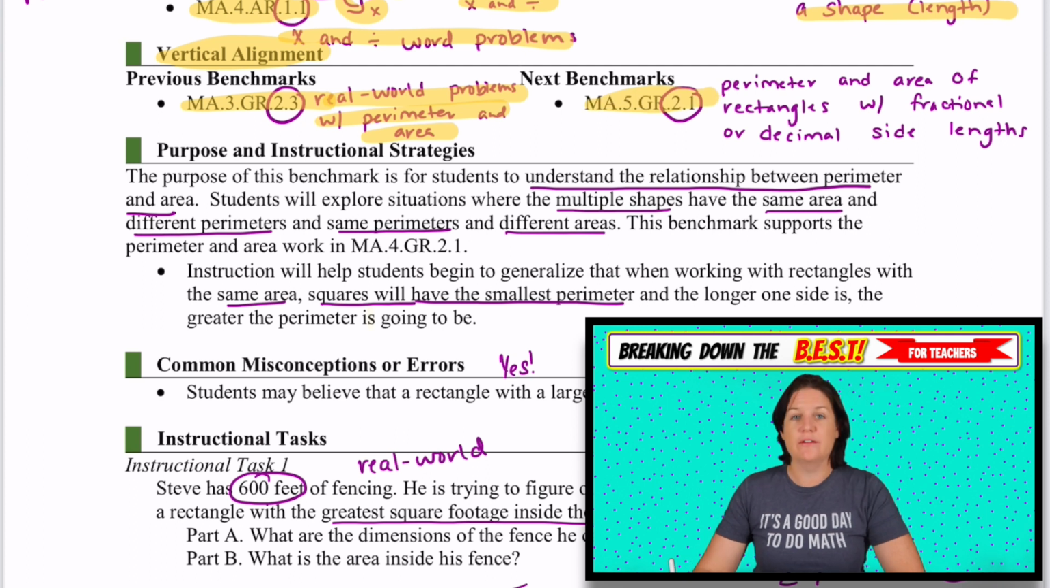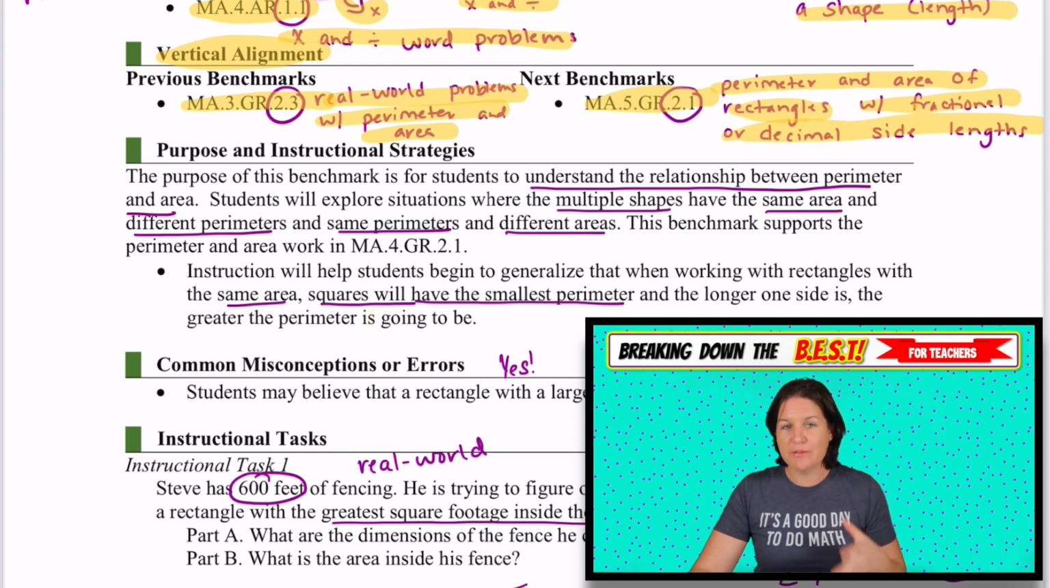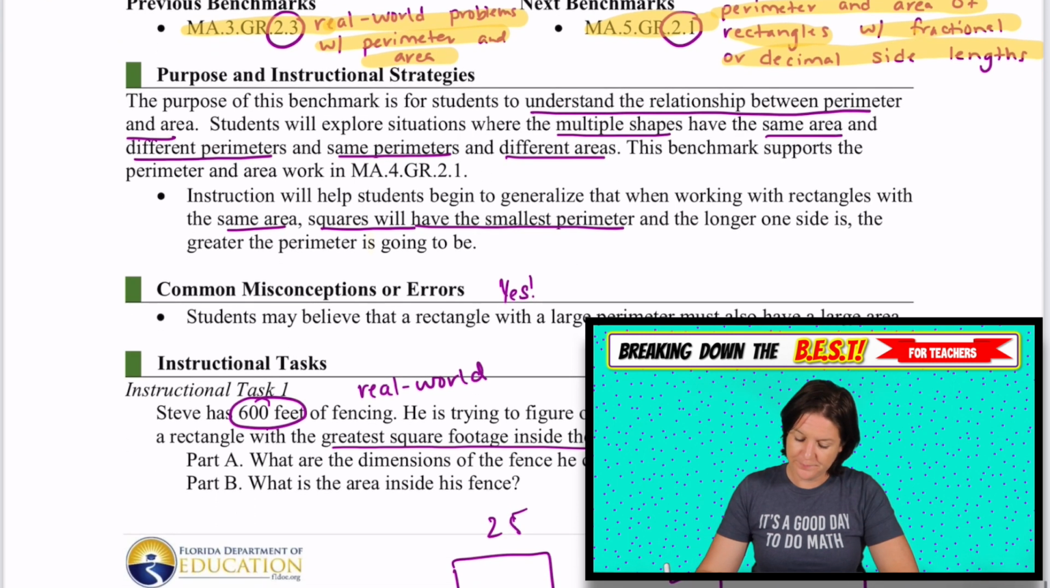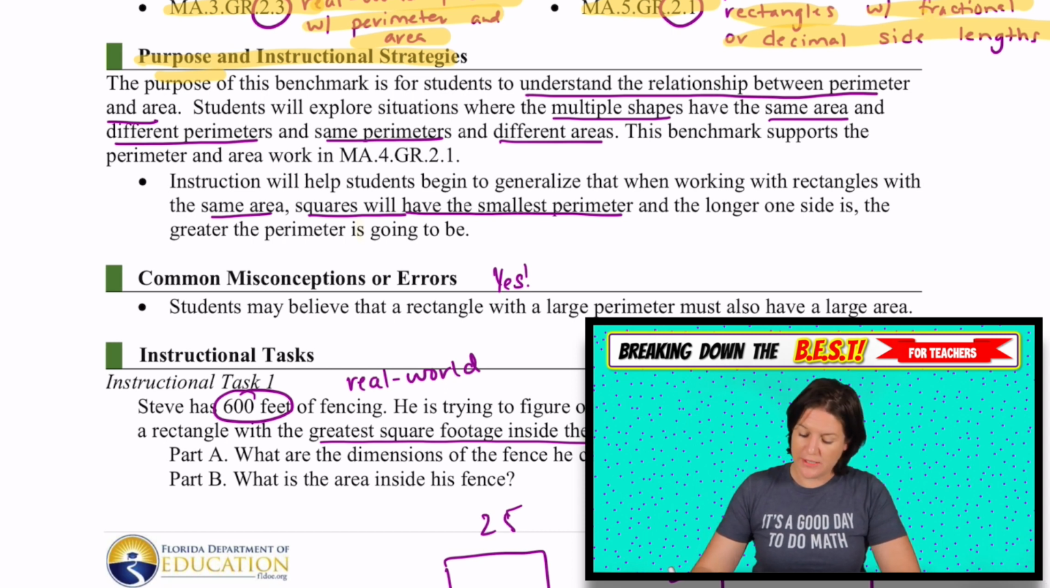In 5th grade, 5.GR.2.1, students will find the area and perimeter of rectangles that have fractional and decimal side lengths. Because we spend a lot of time with fractions and decimals in 5th grade, that's a nice segue into perimeter and area at the 5th grade level there. For the purpose and instructional strategies section, I'll just point out some of the things that jumped out at me. It says that the purpose of this benchmark is for students to understand the relationship between perimeter and area.